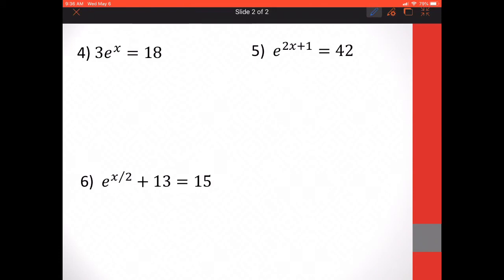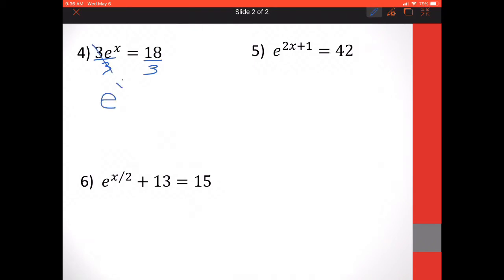All right, in the next three examples, if you notice, we don't have any logs or natural logs. We're all in exponential form. So let's start solving these. In exponential form, we have to try to get the base with the exponent. I notice that all of these have base e to some exponent. We have to get it by itself. So I have to get rid of the 3 first. So divide both sides by 3.